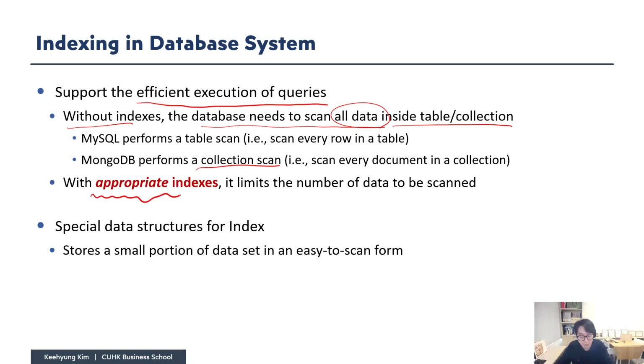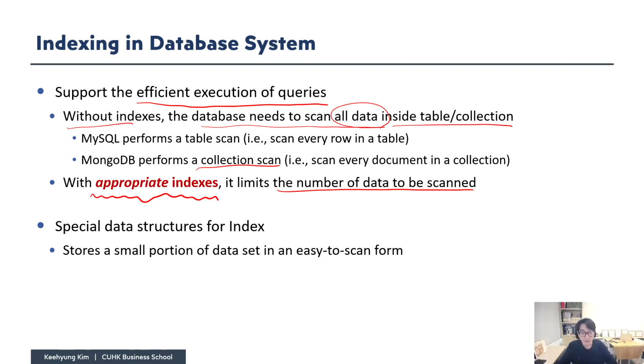However, if you have an appropriate index and if you utilize it, it can limit the amount of data to be scanned, just like the earlier example of a dictionary. When you have an index, it will limit the pages you need to scan to find your word. It's exactly the same here. If you have an index, it will limit the number of rows of data in the table or documents in the collection to be scanned. So it will be much faster.